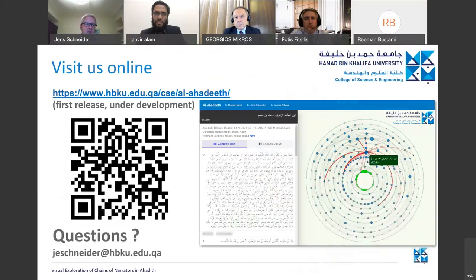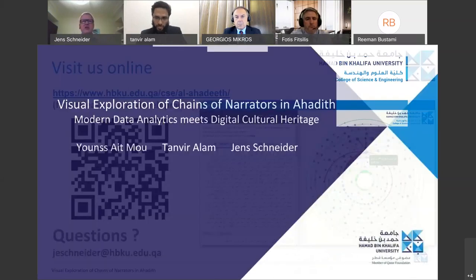So here's the QR code that I promised. This will bring you to the web page. Try to play around a little bit with it. If you click on the nodes, things will happen, and you will see how this works.